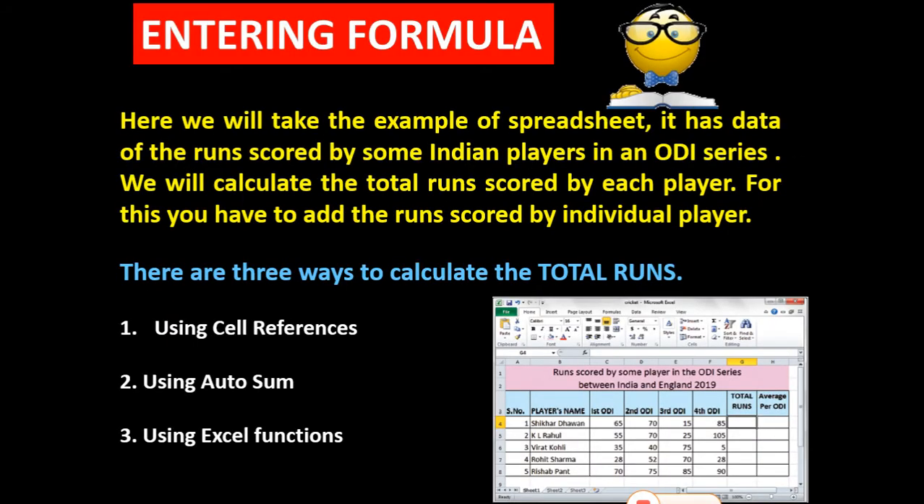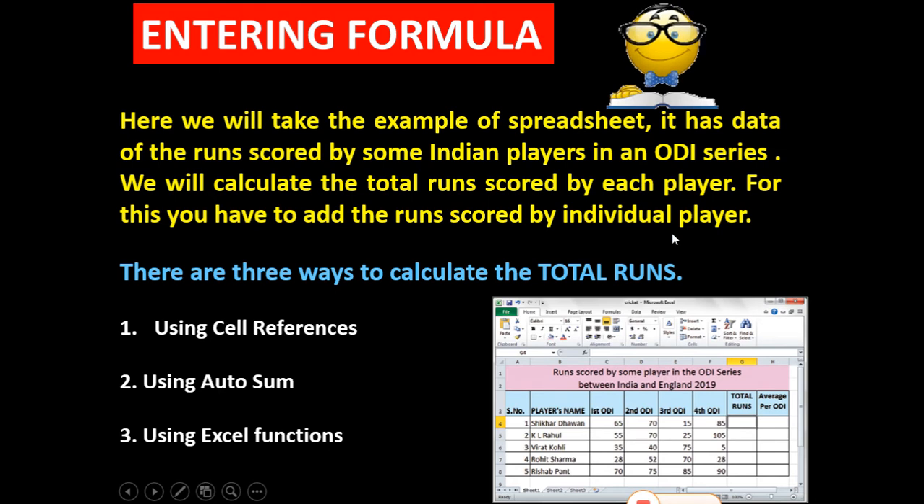Next is entering formula. This is the table regarding runs scored by some players in the ODI series between India and England 2019. This is serial number, player name, first ODI, second ODI, third ODI, fourth ODI. This is total runs. This one is regarding average per ODI.